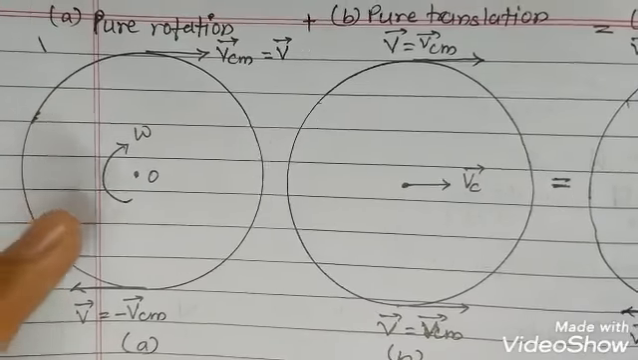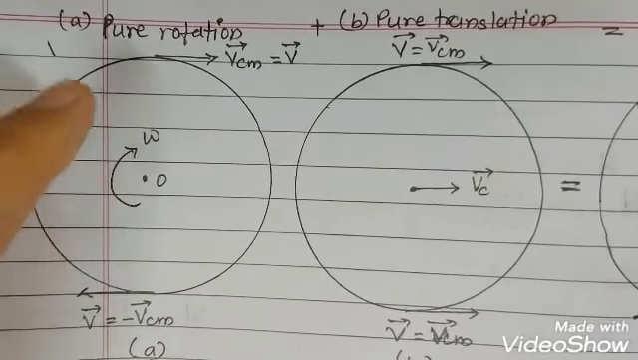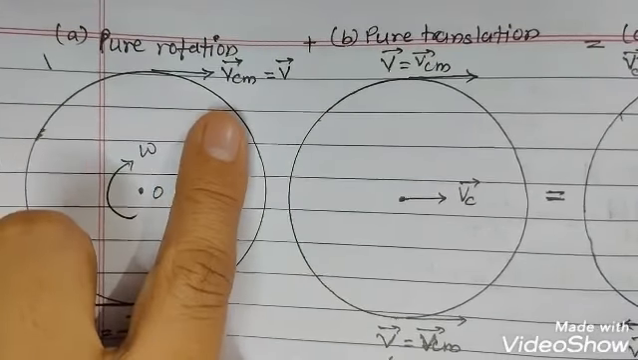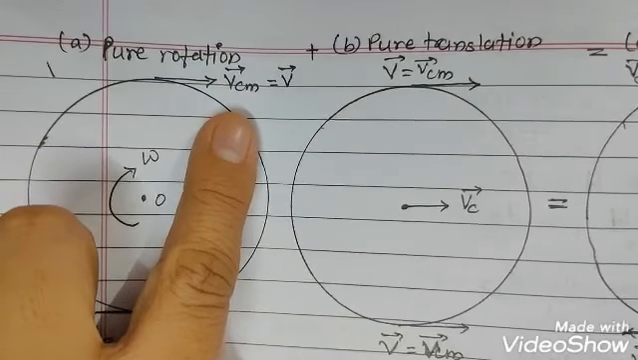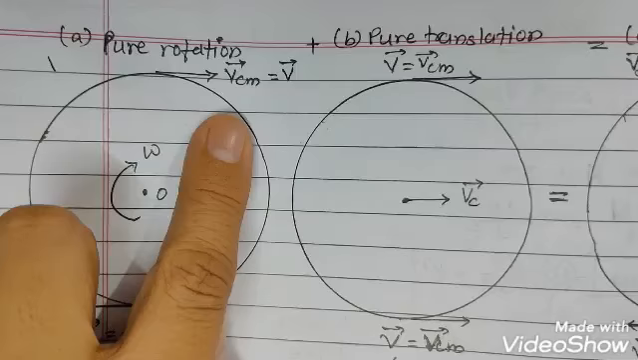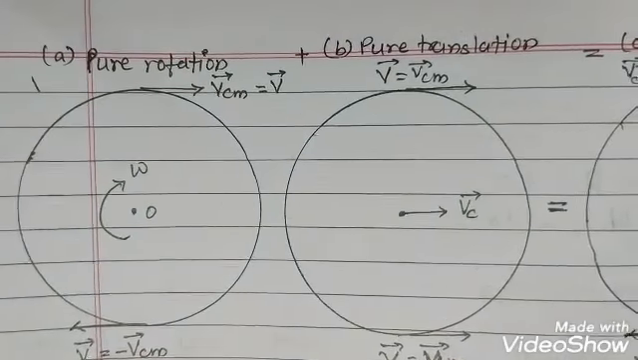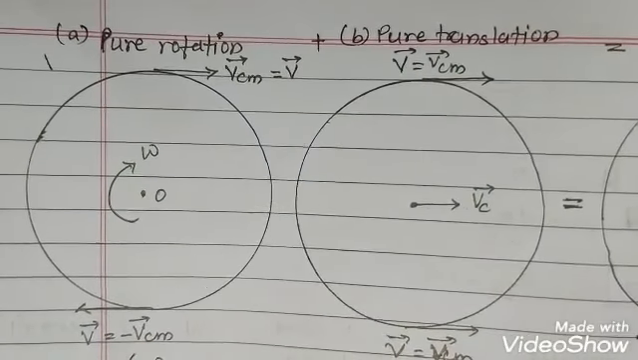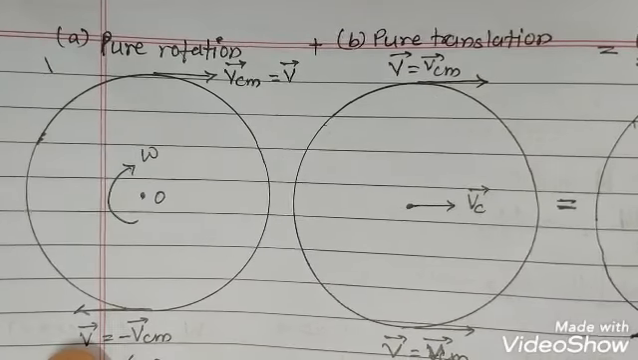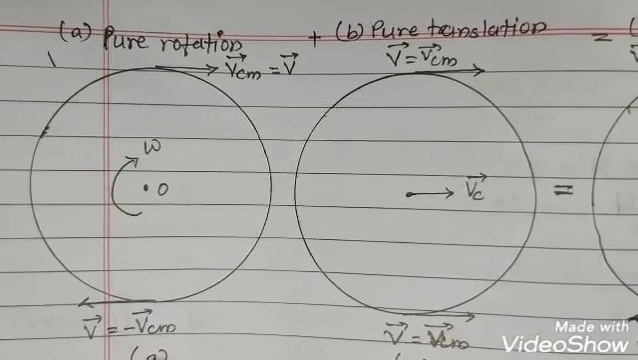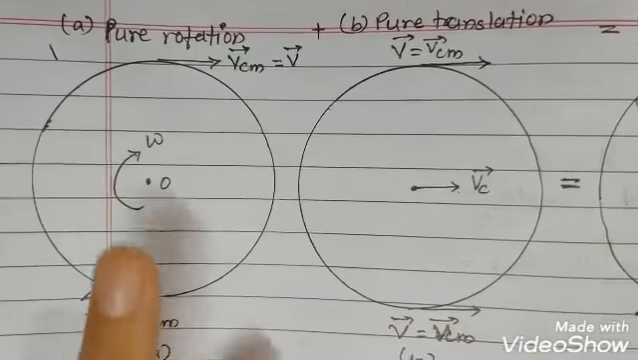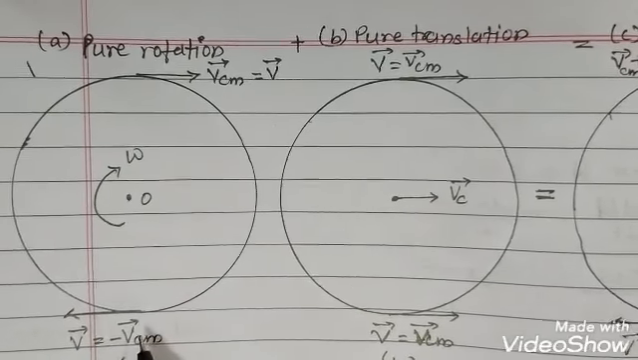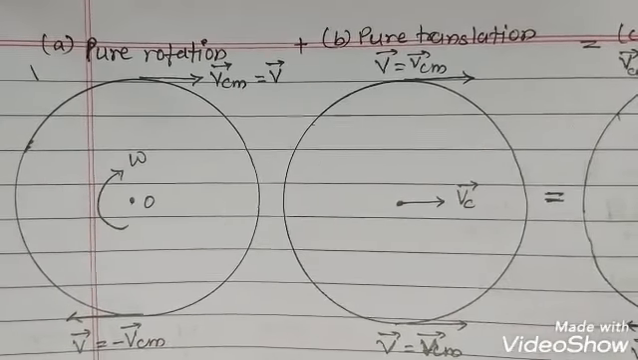You can see that if this motion is clockwise, in such a situation at the top you will see the velocity vector in this direction, which has the same magnitude as the speed of the center of mass. Here you will also find this is the top of the wheel and this is the bottom of the wheel. At the bottom you will find the velocity in the minus direction, opposite to that, but the magnitude will be the same.